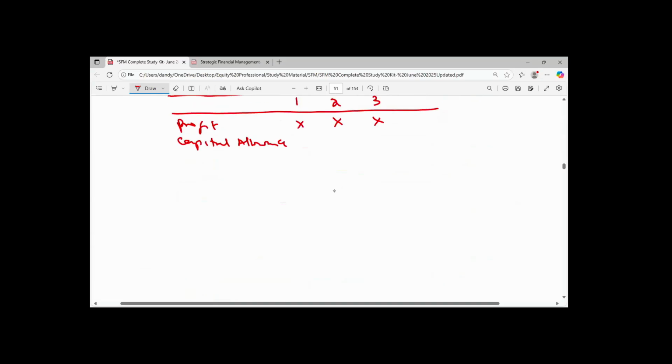So you come here, you deduct the capital allowance, okay? The difference will give you taxable profits. After the taxable profits, now that you have taxable profits, then you need to apply the company tax rates. You calculate tax at company tax rates on the taxable profits.